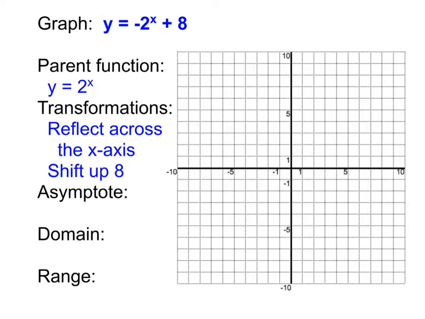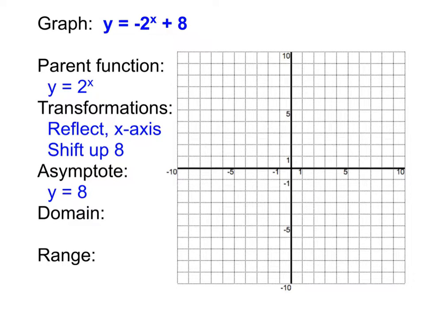Now, in just the parent function, my asymptote's at 0. Am I moving my asymptote here? Yes, we are. Specifically, it's going up 8. So our new asymptote is here at y equals 8. And now that I know that the asymptote is at y equals 8, the very first thing I want to do is go ahead and start making the graph. Draw the asymptote in. And then once I draw the asymptote in, I can start plotting points.